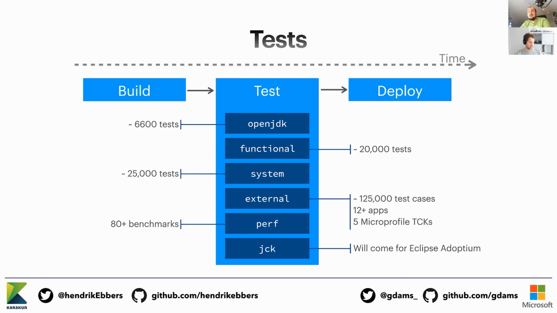performant enough. Another thing which is quite interesting is the external group that contains around 125,000 test cases. And they come from external frameworks and applications. So we have, from 5 MicroProfile TCKs, for example, all the tests in it. We have all the tests from Tomcat in it. We have all the tests from Derby in it. And we execute those tests on the binaries to see that the binaries are still running.